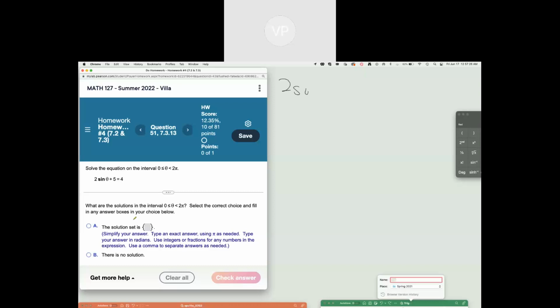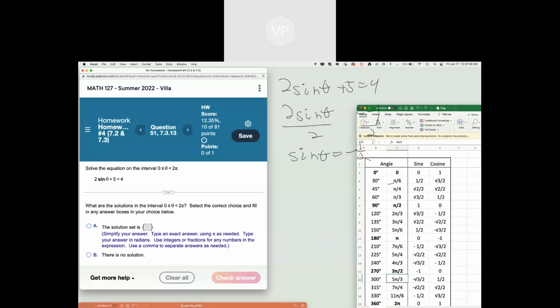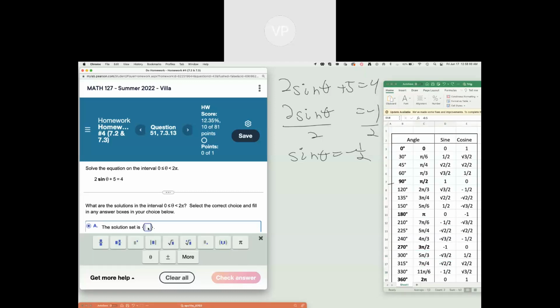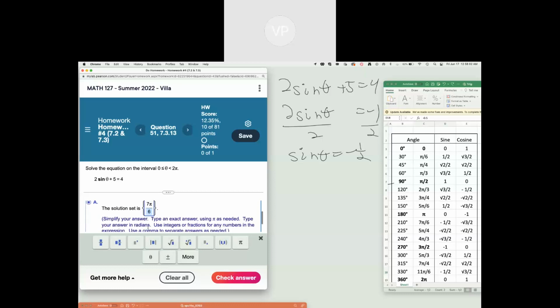All right, so on this one, we have 2 sine theta plus 5 equals 4. So remember the process. Let's get this trig function term by itself, then divide by any number in front of it. Now I have sine equals negative 1/2. Okay. Think of your table here. Where is sine negative 1/2? I know we're going to be in the third and the fourth quadrant. Right here, we have our 7 pi over 6 and our 11 pi over 6. There's my answers.